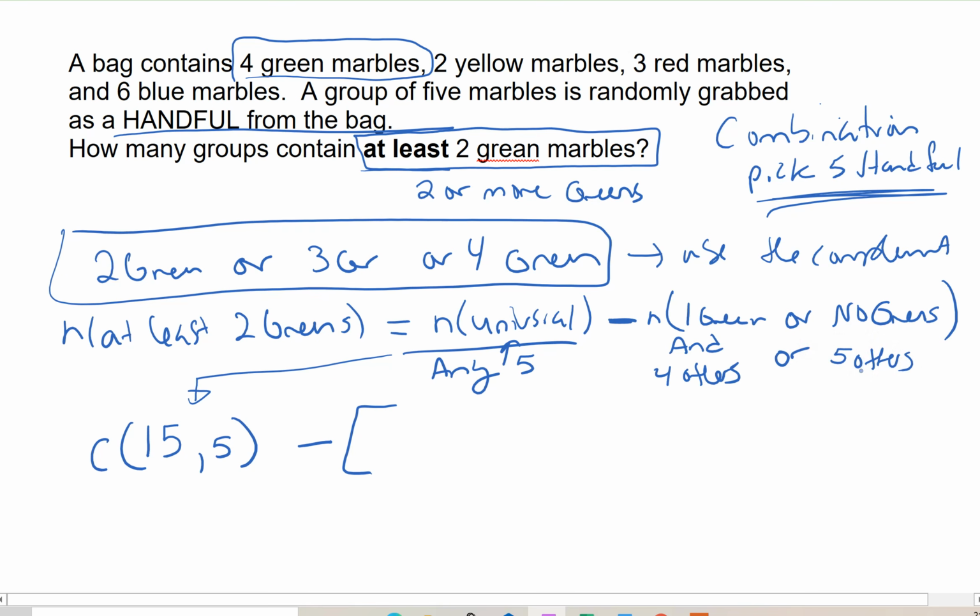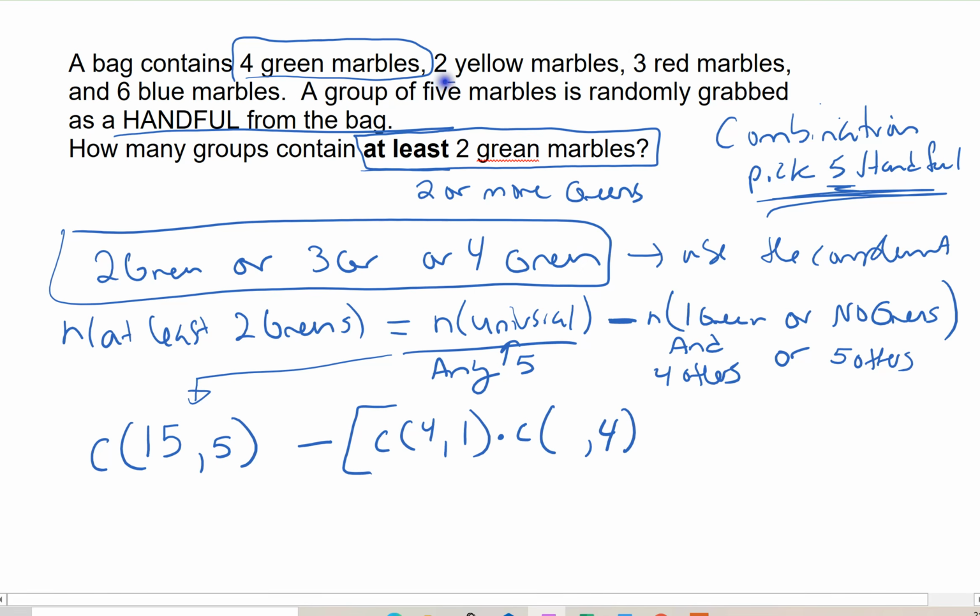Right? Other meaning other than green. That's what that means. Alright, so the first one, I pick one green, so combination, I'm selecting one of the 4 green marbles. And I have to finish my handful. I still need 4, right?